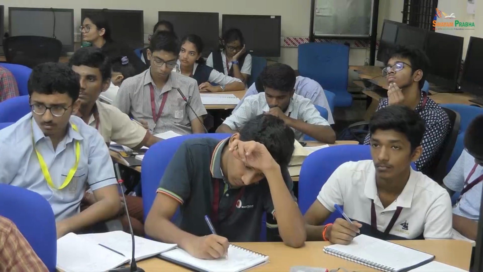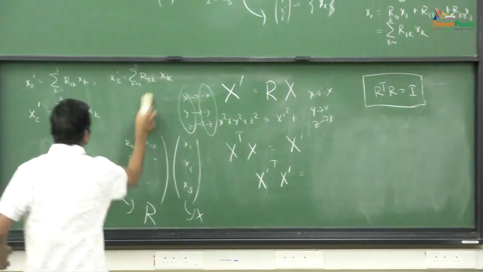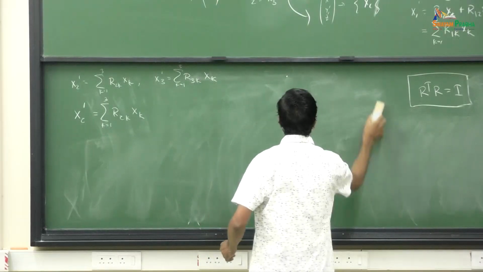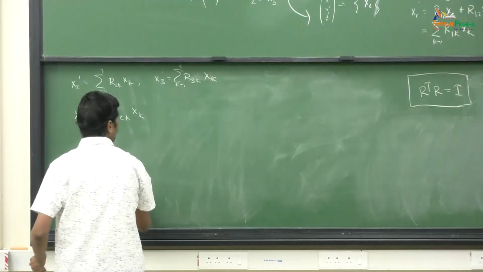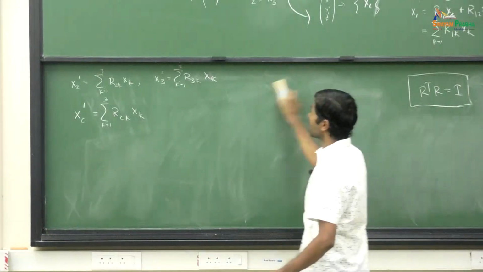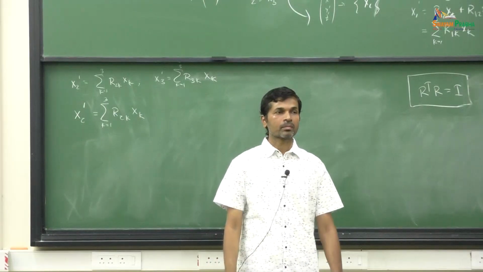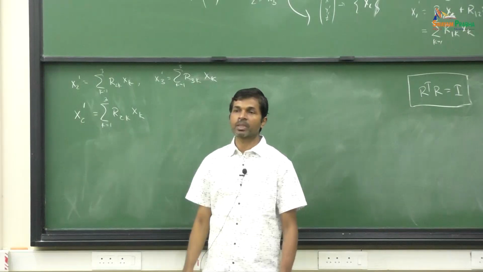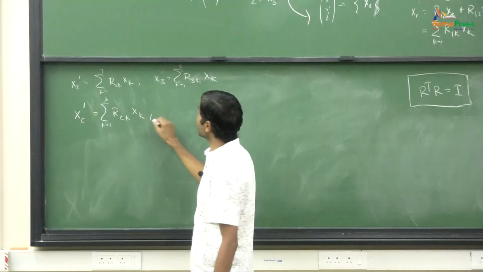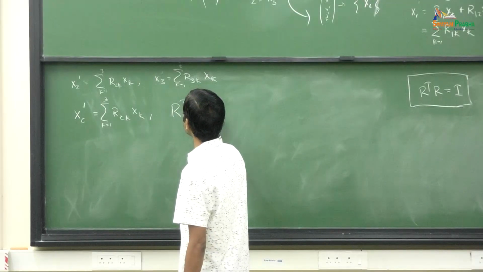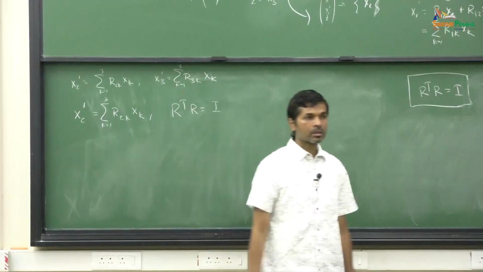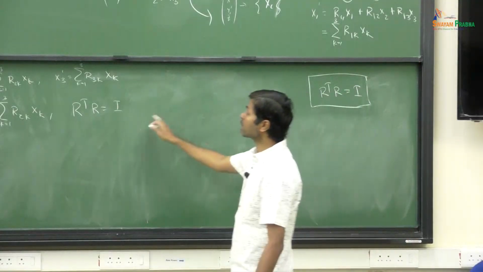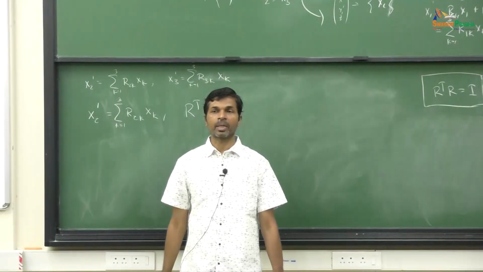So what we saw is the following. If we perform a rotation, then the components of the position vector transform this way, where this R is an orthogonal matrix. R transpose R is equal to identity. That is what a rotation is. That is what a rotation does to the components of the position vector.